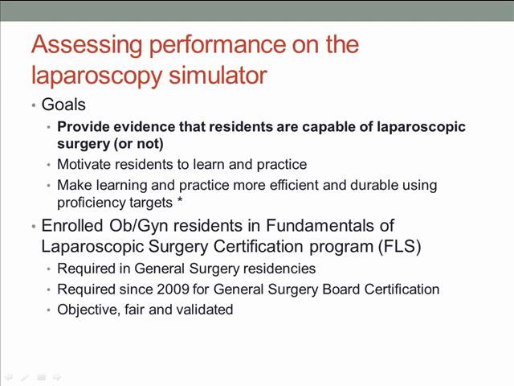So I'm going to start with introducing the concept of assessment into our simulation program. And my goal was very grandiose, and I'll show you how I didn't meet that goal at all. I was pretty naive. I was going to try to provide evidence that my residents were capable of laparoscopic surgery or not. And then I had two sub-goals.